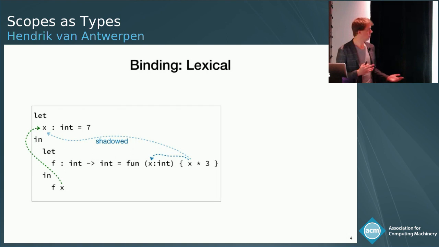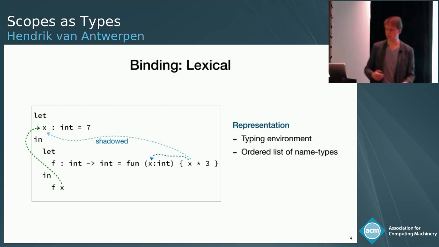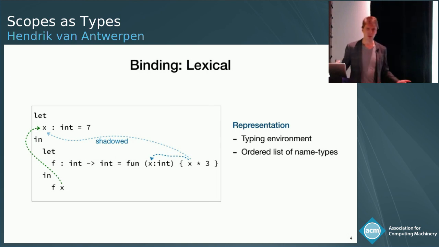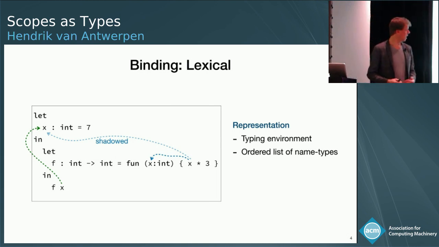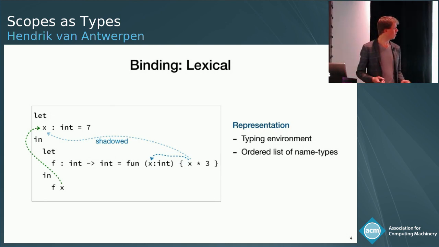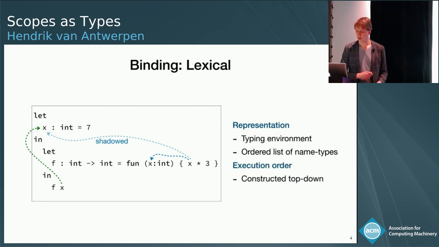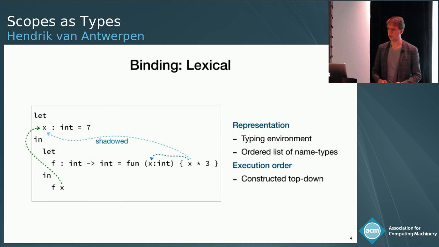And if we think about a representation that this type of binding has, usually in type system specifications in some kind of typing environment, it's an ordered list of name and type pairs. And if we think about a type checker that would use this representation, then it needs to construct this environment in a kind of top-down manner, because these identifiers are visible usually in the subtrees of the binding constructs. So you have some kind of top-down construction if you want to execute something like this.